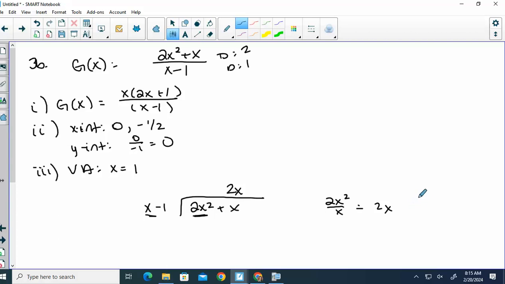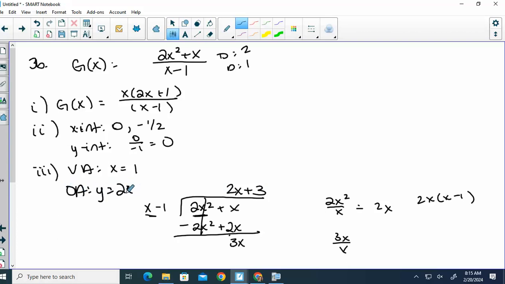Then you multiply. You have to take the 2x times your x minus 1. So we get 2x squared minus 2x. Change our signs. So those cancel. This would be a 3x. And we don't have anything else to bring down. So then we're back to dividing. What is 3x divided by x? 3. And that is all you need. So your oblique asymptote y equals 2x plus 3.